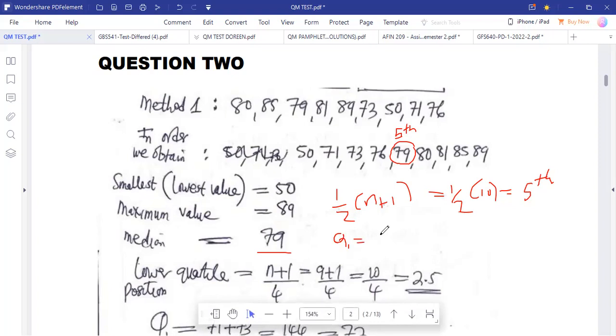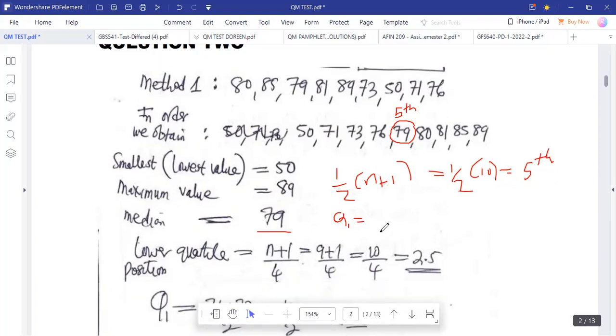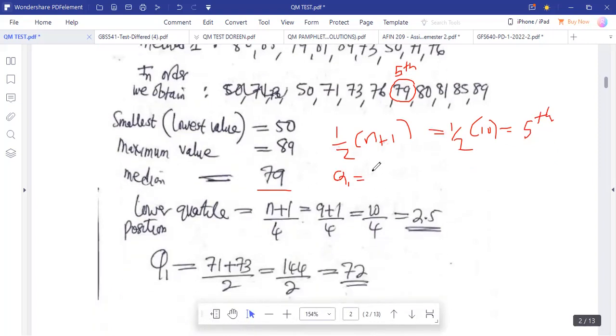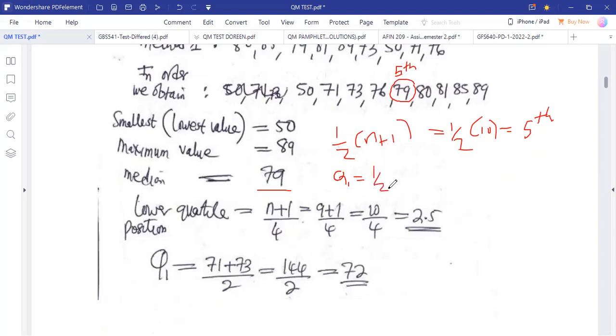Q1. All right. So Q1 is a quarter of n plus 1. A quarter of 10 gives us 2.5. Now, whenever I have a 0.5, it means you take this number and the one that follows, divide by 2, and average them. If you have 2.25, you just get 2. 2.75, you get 3. 2.5, the second number and the third one, you average them.